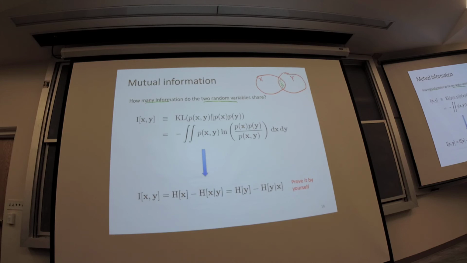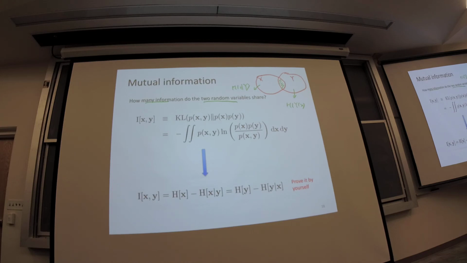This is the mutual information. And this part is what? Conditional entropy, right? So this part will be given x, and this part will be x given y. And this is the definition of mutual information.